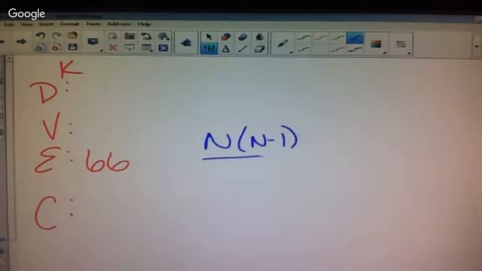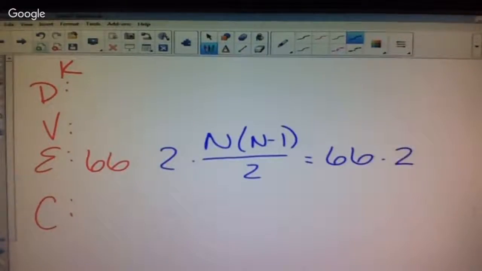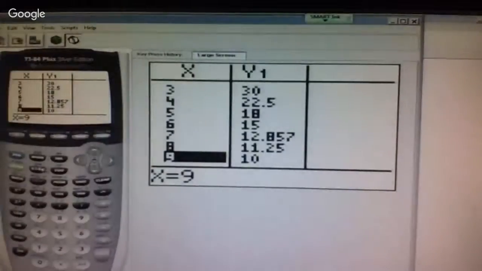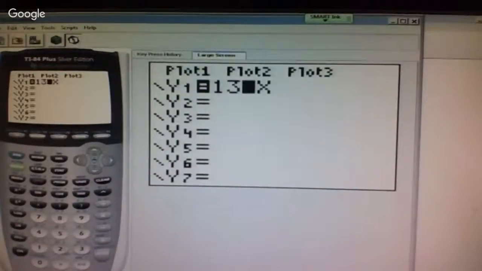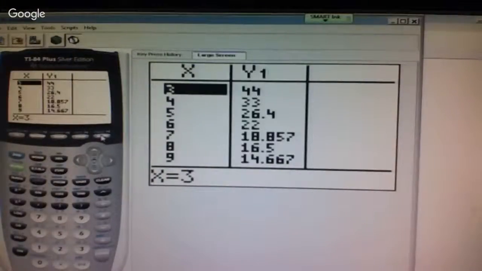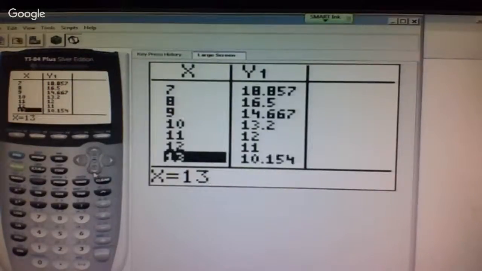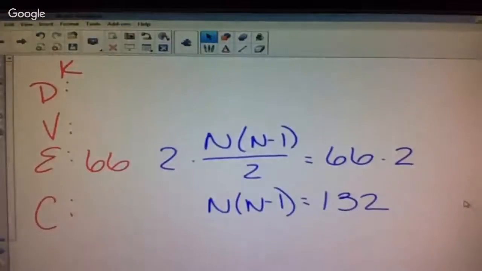The first thing I need to do is get rid of that 2. So I multiply by 2, and it gives you 132. Again, I can now go to my calculator and type into y equals 132 divided by x and go to my table. You just keep scrolling until you find 2 numbers that are side by side. 12 and 11. Bam, there it is.